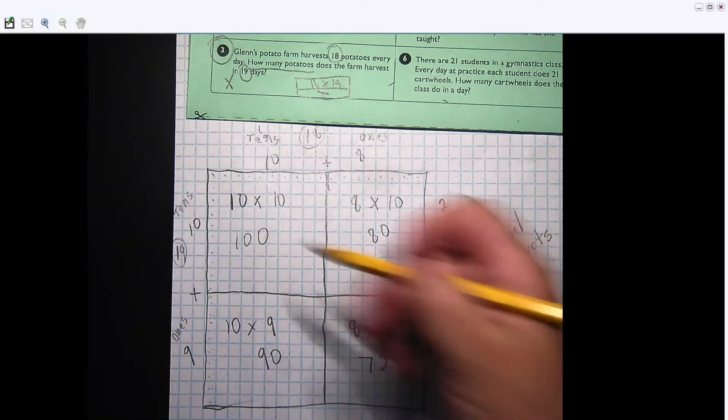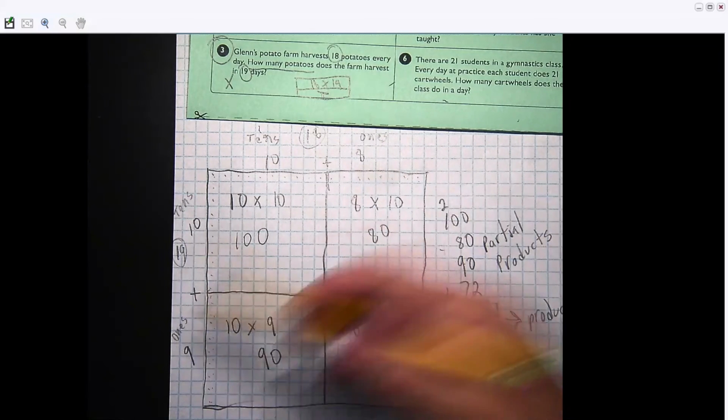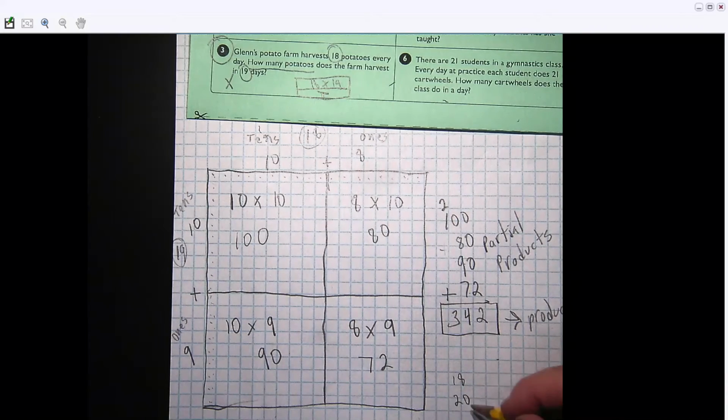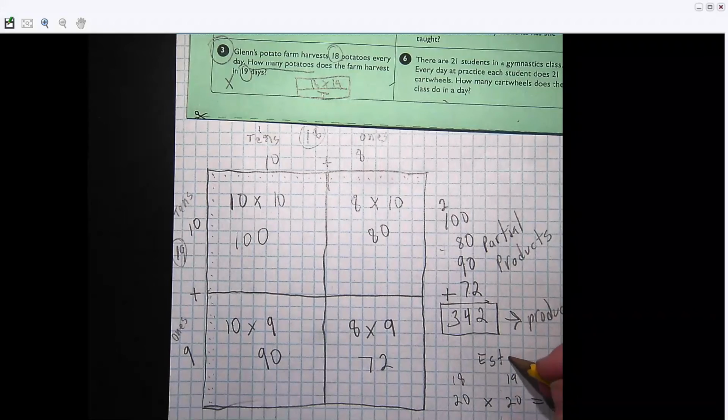I could round to get an estimate. So 18 would round to 20. 19 would round to 20. 20 times 20 is 400. And that is close to 342. So I know that my answer is reasonable.